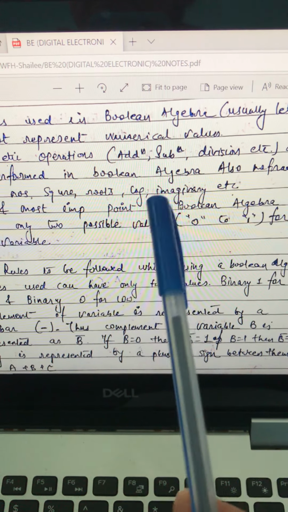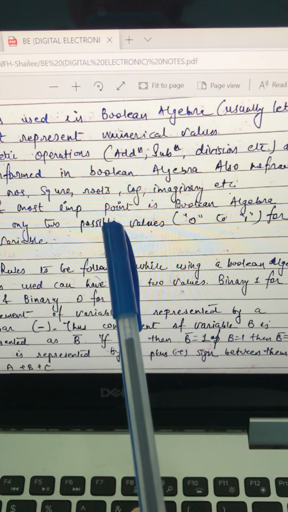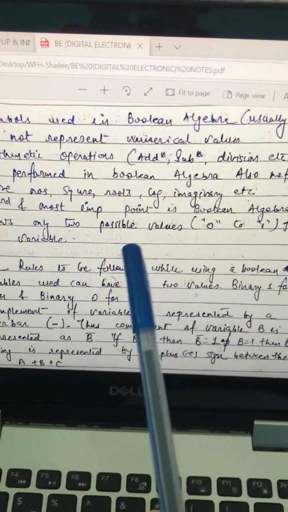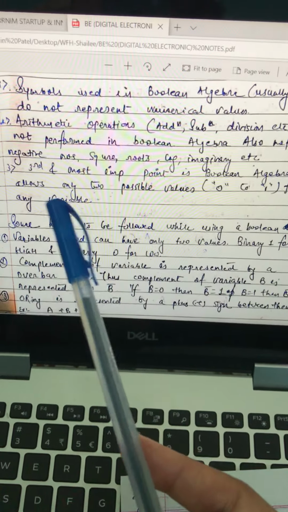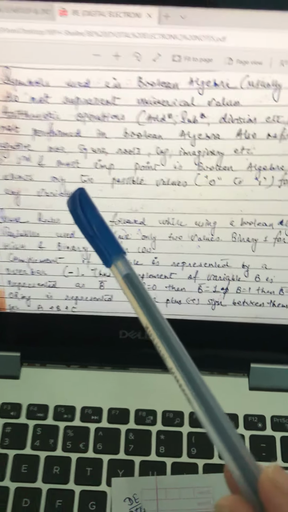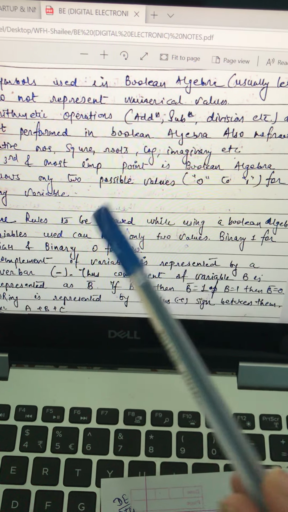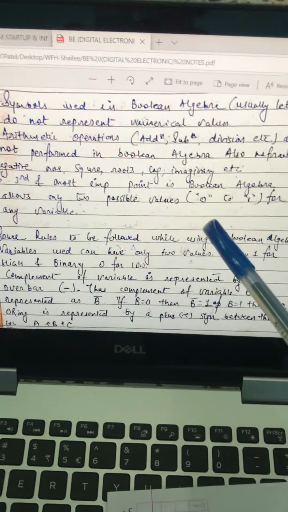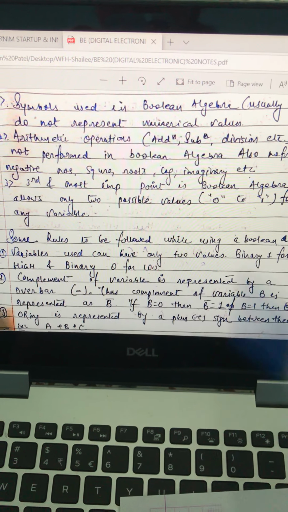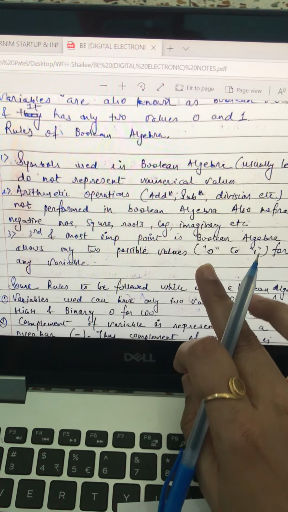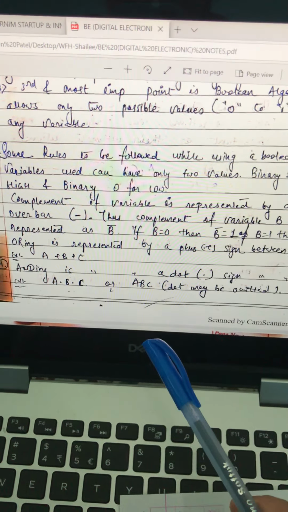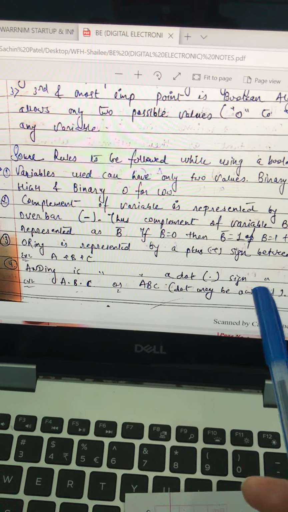Also negatives, fractions, square roots, logs, and imaginary numbers cannot be used with Boolean algebra. The third one is the most important point: Boolean algebra allows only two possible values because of its binary number system, which are 0 and 1. So these are the rules for Boolean algebra, and there are some rules which we need to follow while we are doing the sums of Boolean algebra.